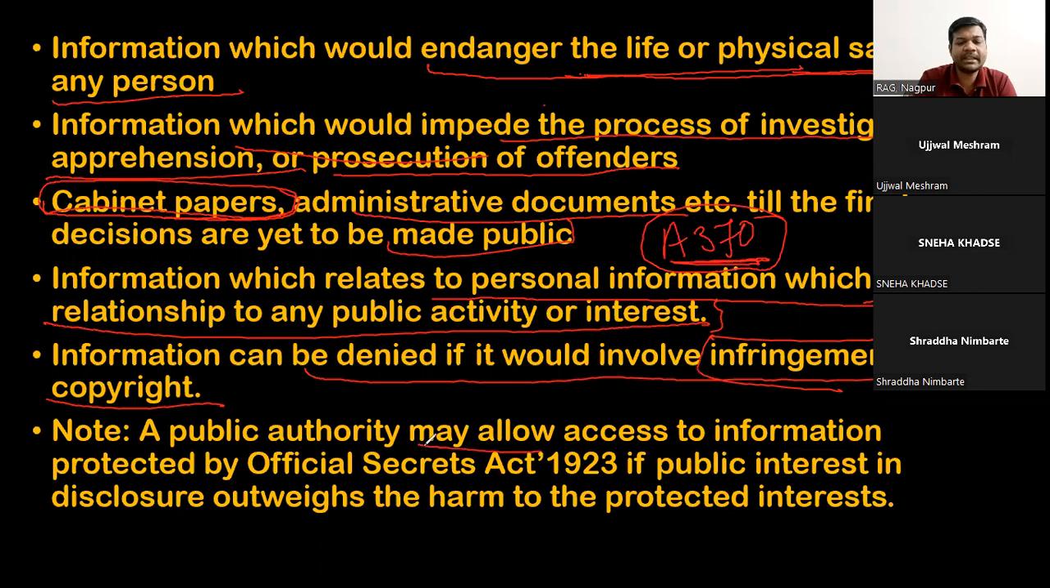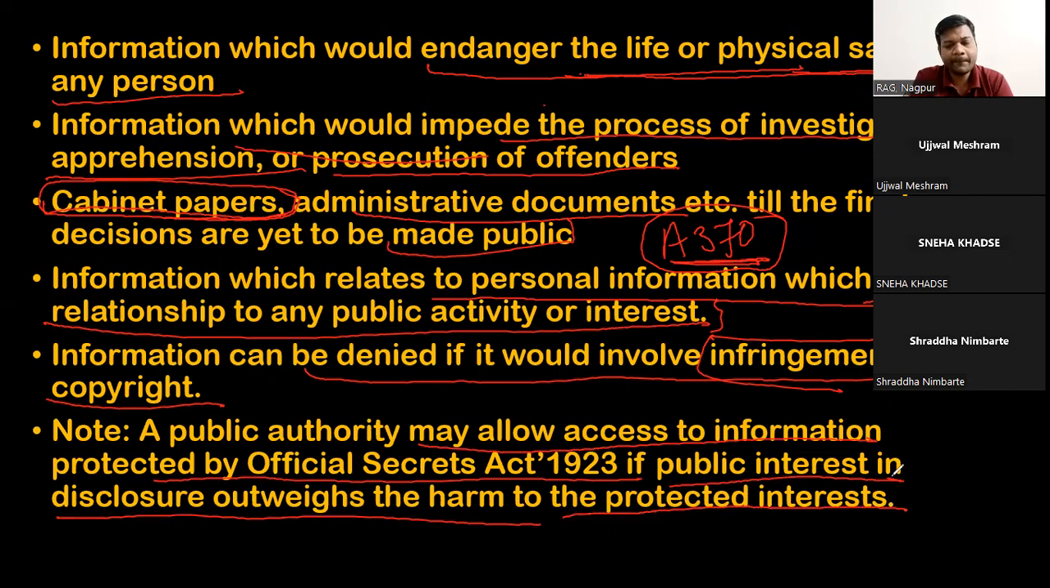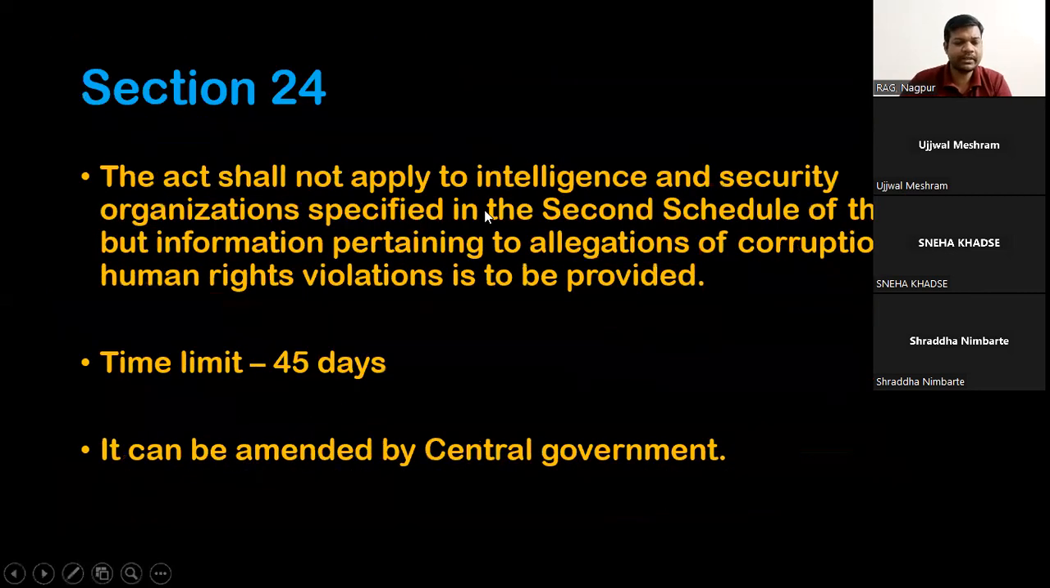A public authority may allow access to information protected by the Official Secrets Act 1923 if the public interest in disclosure outweighs the harm to the protected interest. If the public interest is more than the protected interest, then under the OSA this information can be given, but it is conditional information. It is not available every time.